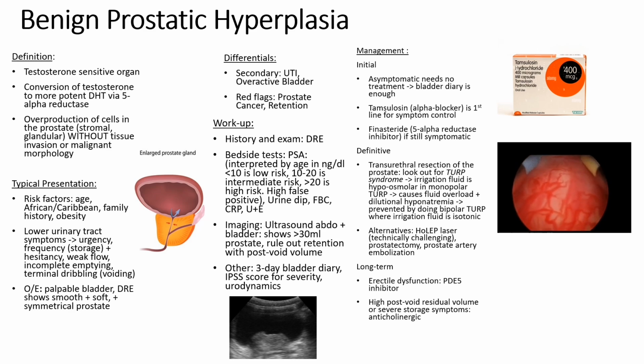You have some alternatives to TURP, which are the HoLEP laser, which is a bit challenging, prostatectomy, and also prostate artery embolization. And then for long-term management, you can think of things we do for complications of BPH.